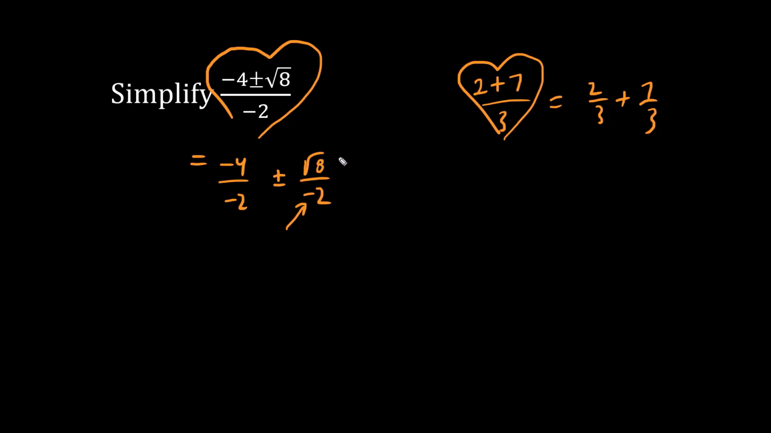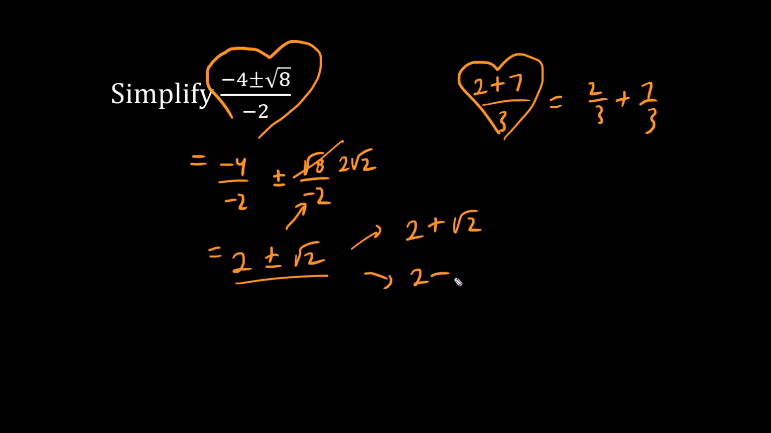So what is root 8? Root 8 is the same thing as 2 root 2 as a mixed radical. And 2 divided by 2, they cancel out. So negative 4 divided by negative 2 is just 2, and we have plus minus. These 2's cancel, and we just have root 2. So one possible answer is 2 plus root 2, and the other possible answer is 2 minus root 2.